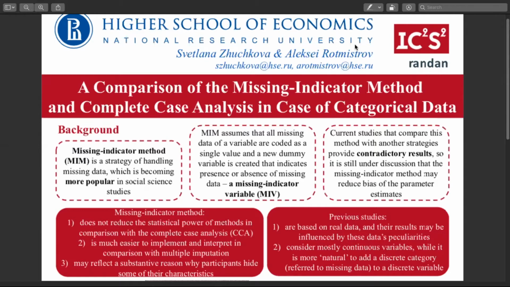And in spite of all mentioned advantages, current methodological studies in which MIM is examined show quite contradictory results. In some studies, MIM produces the most biased results. In others, estimates are unbiased at all. The problem here may be related to the fact that most of these studies use real, non-simulated data, and therefore results may be affected by peculiarities of this real data. And those studies in which simulated data are used mainly focus on continuous variables, in case of which MIM may not be a reasonable choice.